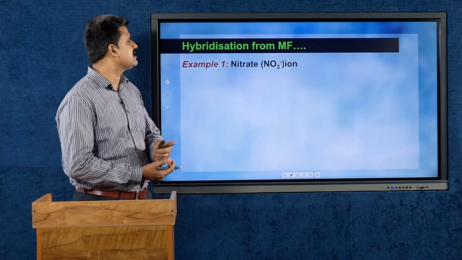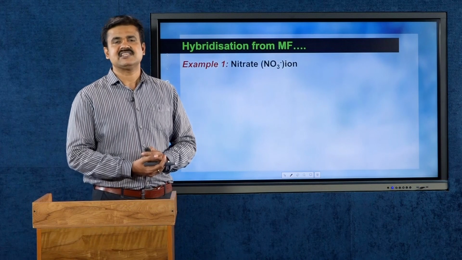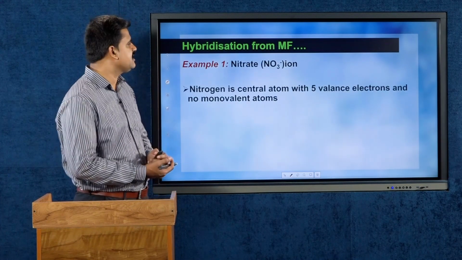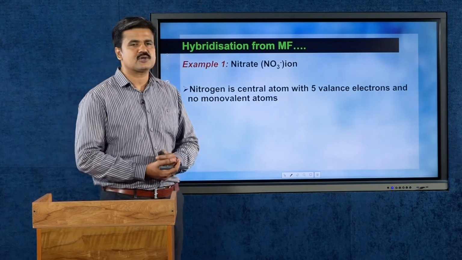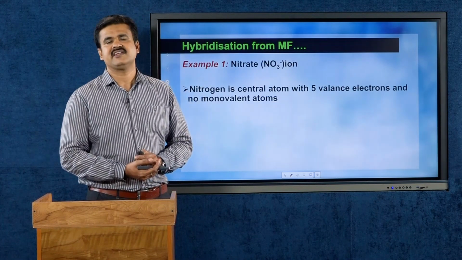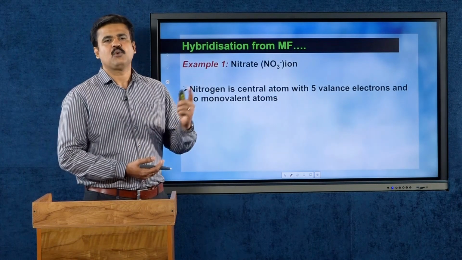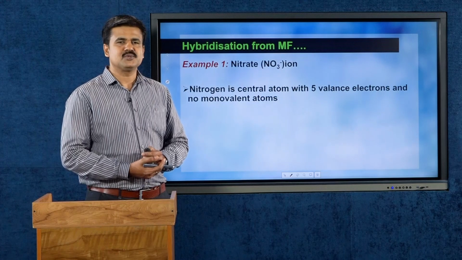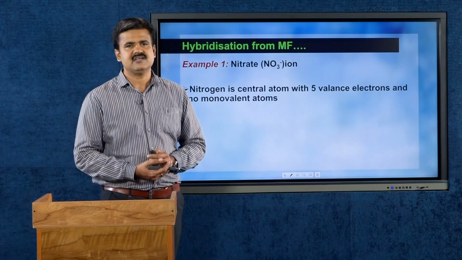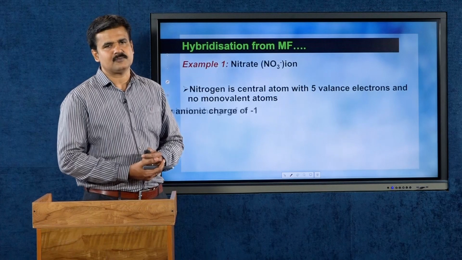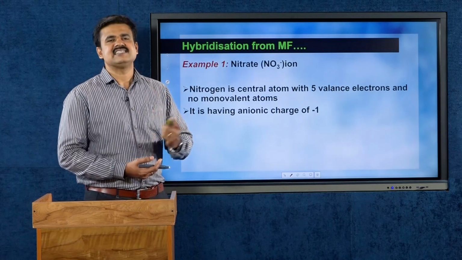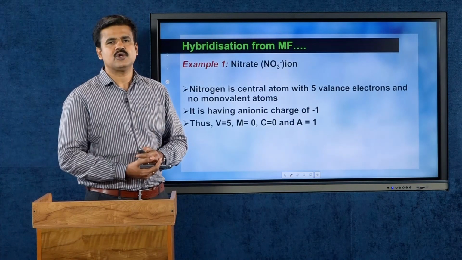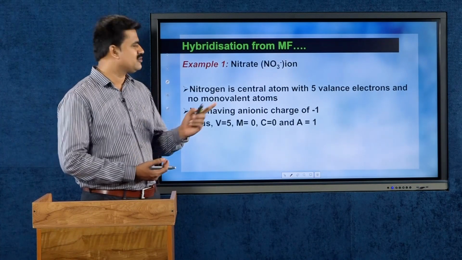First of all, we are taking nitrate ion, that is nothing but NO3 minus ion. Here, the central atom nitrogen has 5 valence electrons and there are no monovalent atoms. This is because oxygen atoms are divalent atoms. So, in order to substitute in the expression for hybridization, you have to use M equal to 0. Since it is an anionic radical, the value of A is equal to 1. That is, we have to use these values.